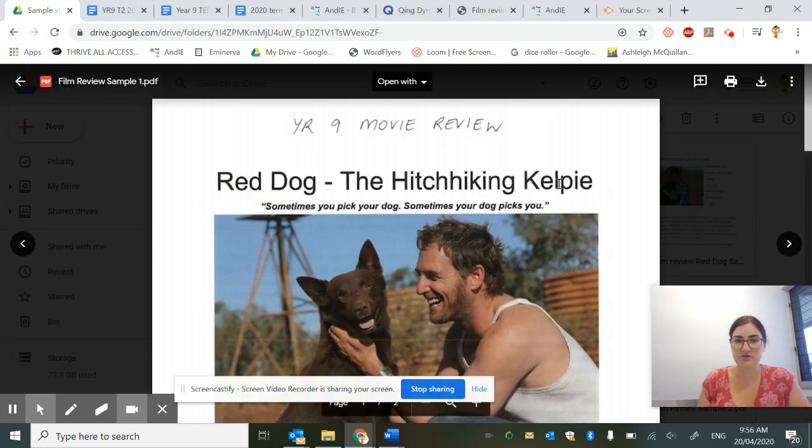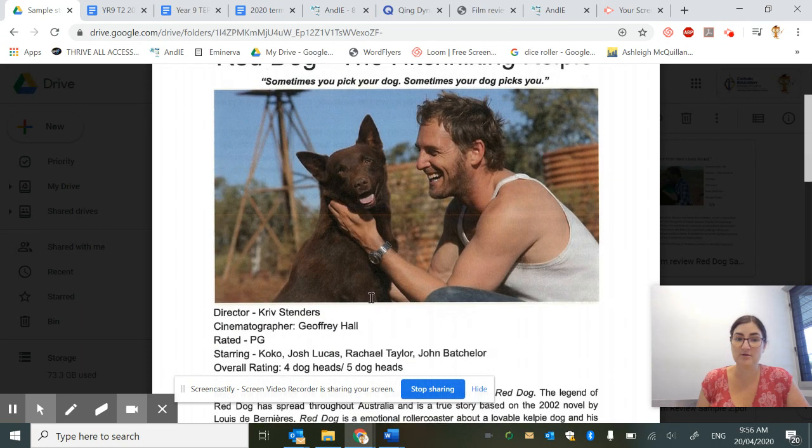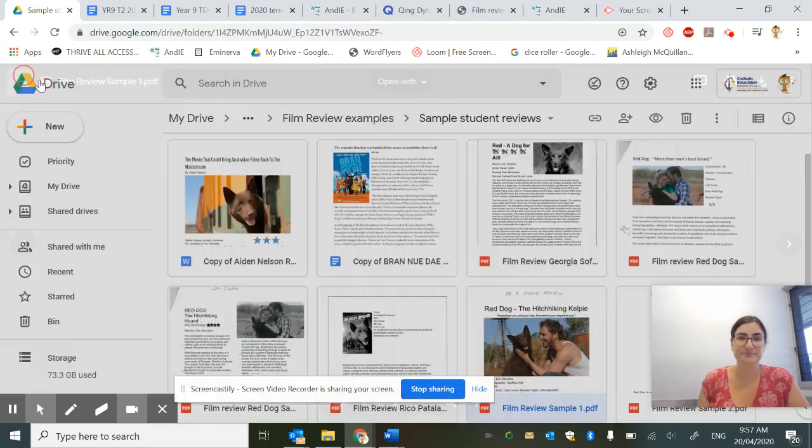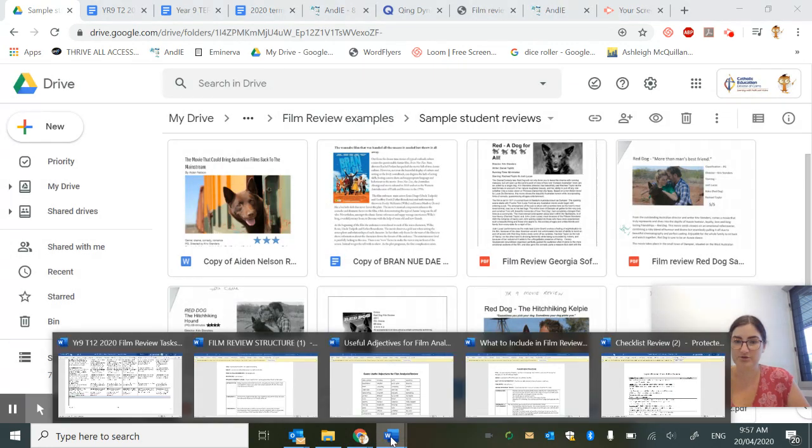So we've got Red Dog, Hitchhiking Kelpie. "Sometimes you pick your dog, sometimes your dog picks you." That's a quote from the movie, so that's quite good as well. We've got the director, rated, starring, overall rating. Okay. So it's up to you how you want to do that.